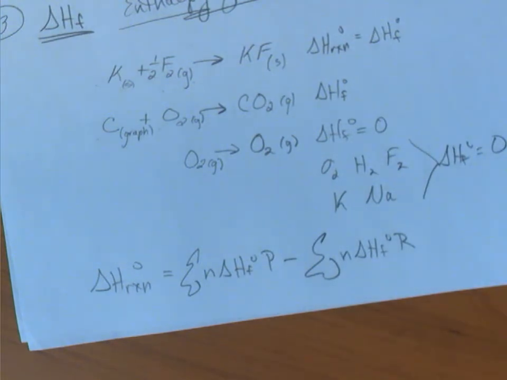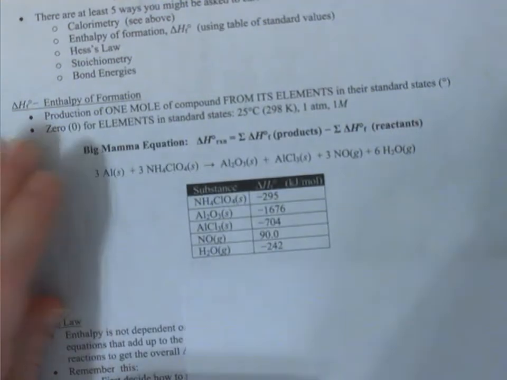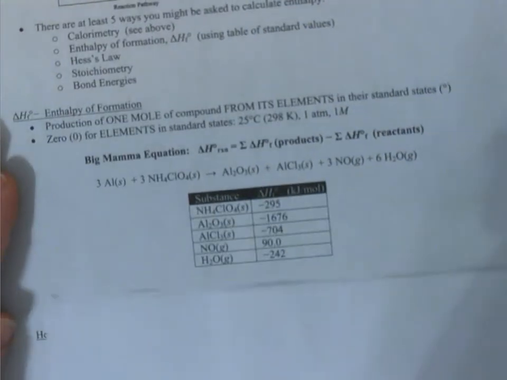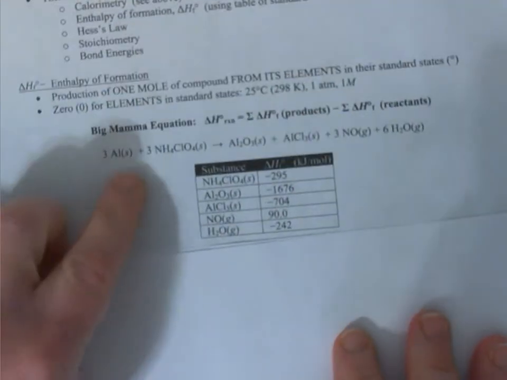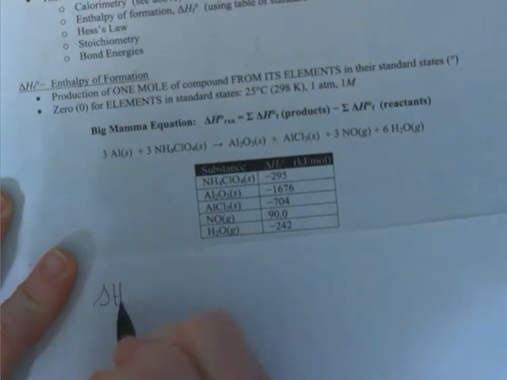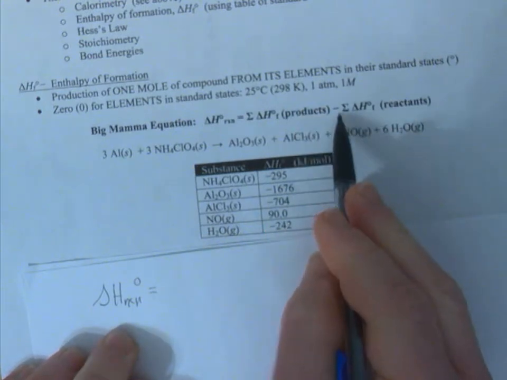So for example, there's our equation. Remember, Nimsey calls it the Big Mama equation because we rely on it a lot. So if we would be looking at this equation, we would get the enthalpy of the reaction by summing up the enthalpy of formation of products minus reactants.